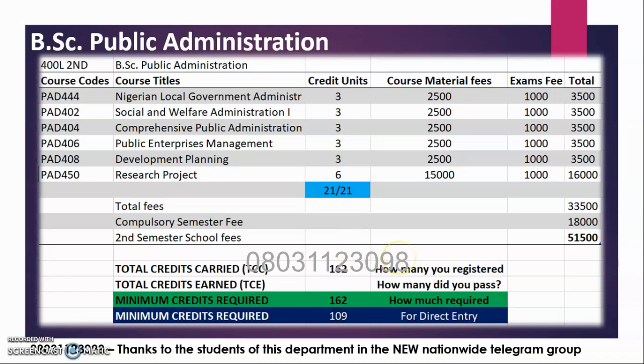You need at least 18 units from electives. So some programs do not have enough courses, some have. So the one that does not have enough, that's where you see that what is required is what you are given. So it means you must pass everything. So that's it. For direct entry, you have 109. Once you reach 109, you are good to go.